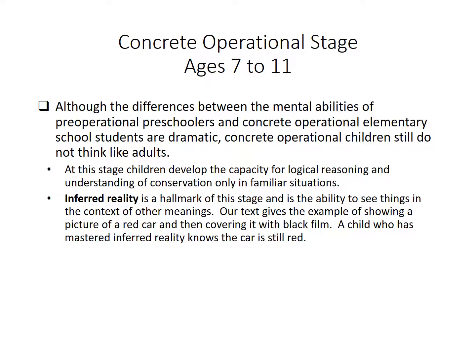They also exhibit something called inferred reality, and that's the ability to see things in the context of other meanings, so they can take on others' perspectives now. Our text gives an example of showing a picture of a red car and covering it with black film. A child who has mastered inferred reality knows that the car is still red, even though it's covered in black, whereas a preoperational child might think that it has been changed to black.